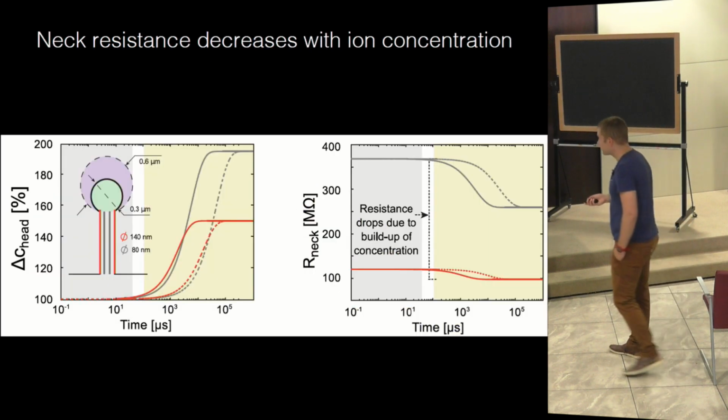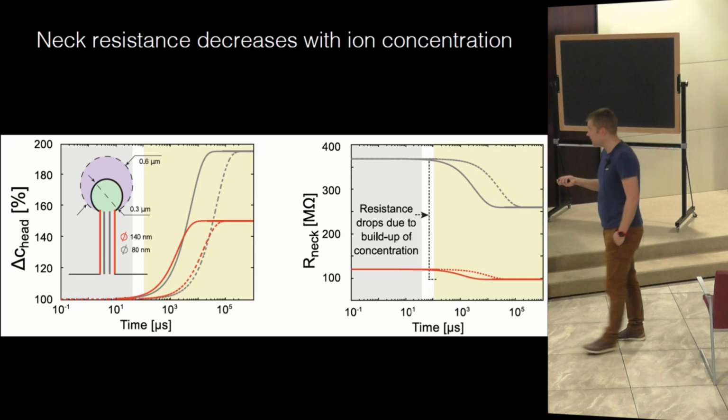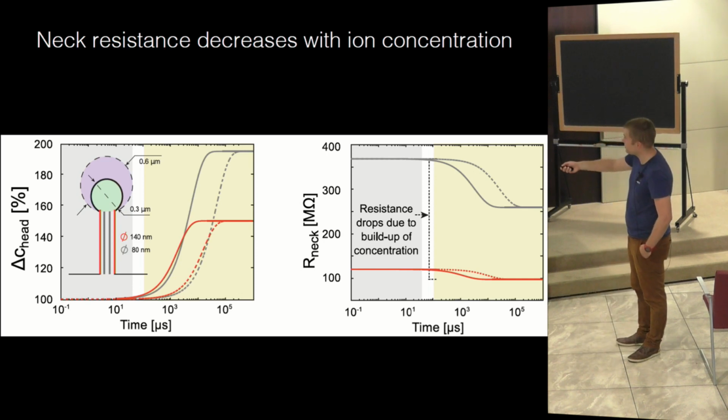And so these are the graphs. For different geometries, we have small head, large head, so 300 and 600 nanometer diameters, small neck, diameter of 80 nanometers, large neck 140 nanometer diameters. And this is the change of concentration at these different time scales. So you see that initially in the electrostatics, you don't have change of concentration because it's too fast. But if you wait sufficient time, you will have change.